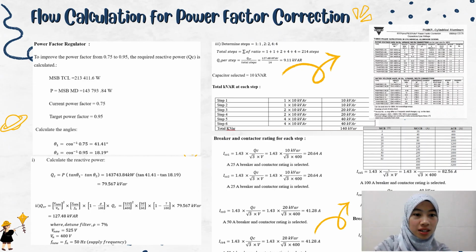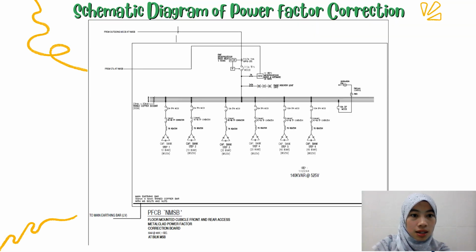Before I show the example of the schematic diagram, first, for this power factor correction calculation, we have to calculate from the QC, and after that we have to find the QC new and also refer to the table. For this calculation, we have to refer to the datasheet table we shared to find the capacitor. And lastly, this is a schematic diagram of the power factor correction.